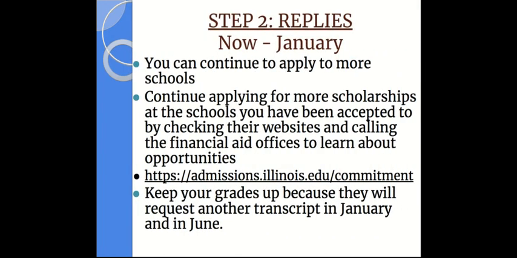Step 2, you can keep continuing to apply to more. So maybe you've applied to 5 schools, but now there's 2 other schools you're kind of interested in. Go ahead and apply. You can do 10 schools if you want. I just say 4 to 5 is kind of a rule of thumb. You can keep applying for more scholarships at each college that you apply to. Sometimes they have automatic scholarships, and they have scholarships that have applications.